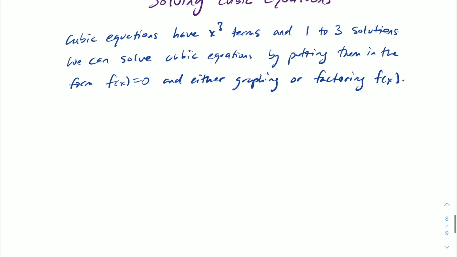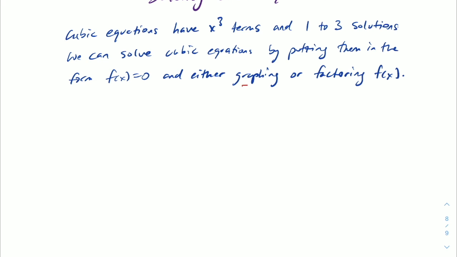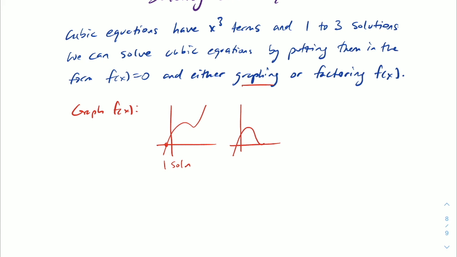Okay, so let's talk a little bit about graphing. If we graph f of x, it's going to look either like this, where it crosses once, one solution, or this, where it crosses and touches, that's 2 solutions, or something like this, where it crosses 3 times, 3 solutions.